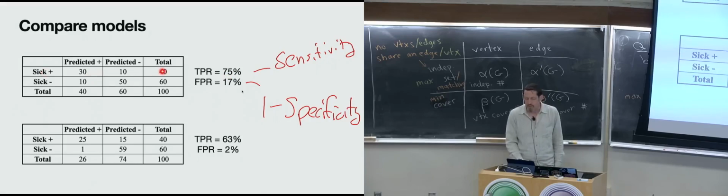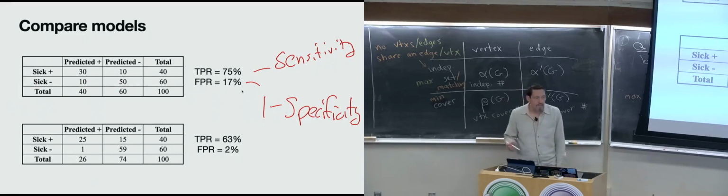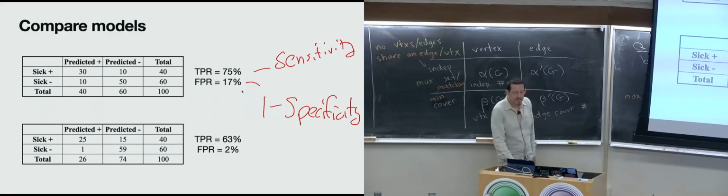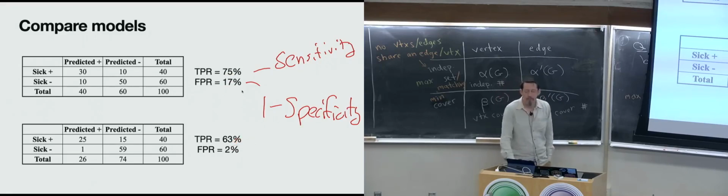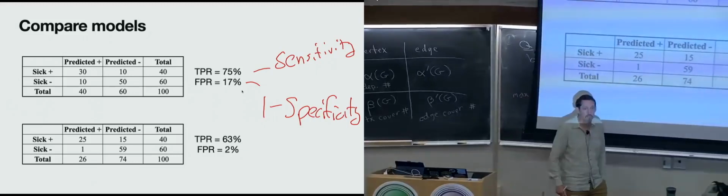So there are 40 sick people. We got 30 of them predicted as cancer patients, and 10 don't. Our false positive rate is 17% because these people are actually healthy, this entire row, and 10 of them got predicted as cancerous. Okay, so we're in the business of predicting cancer from some sort of measurements from the patient. True positive rate, 75%, false positive rate, 17%. Or we can have a different system that's 63% true positive rate, but only a 2% false positive rate. Which one do you prefer for predicting cancer, and why?